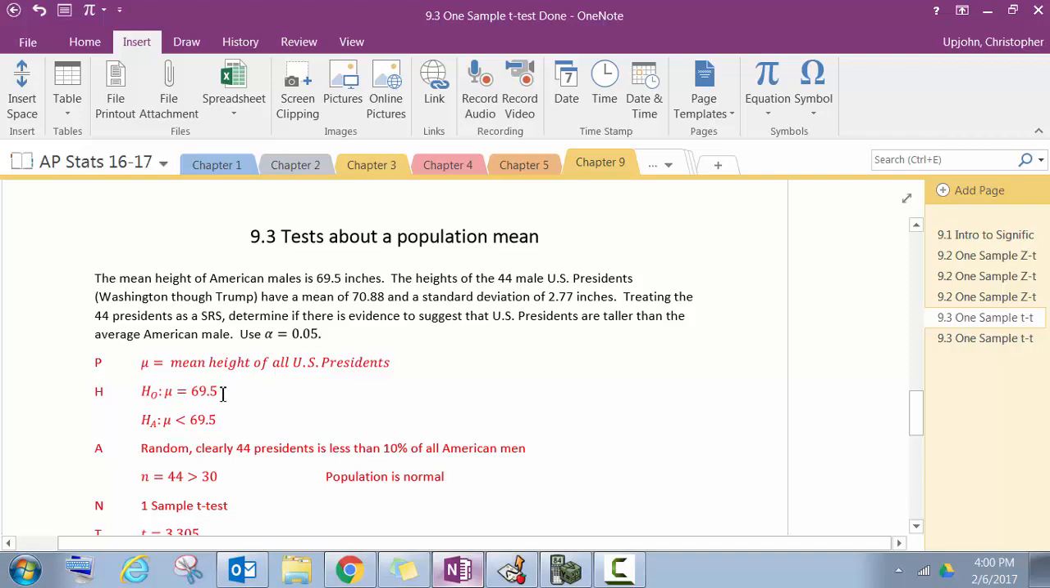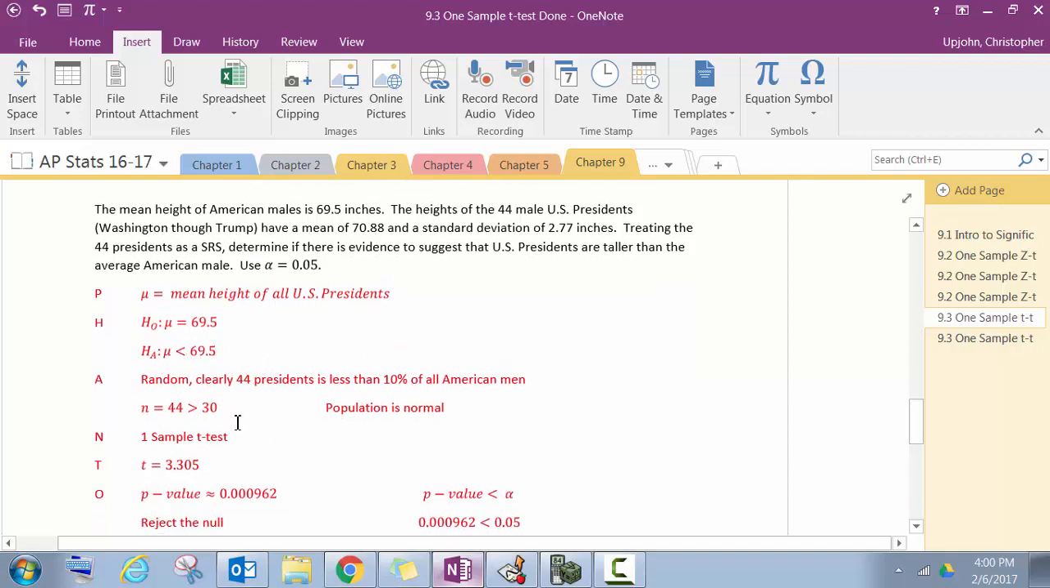Our null is that mu is 69.5 as advertised. Our alternate is that mu should be greater than 69.5 because we're trying to see if they're taller. Assumptions, random. It says it's a SRS. They kind of cheated, but they told us that. Clearly 44 presidents is less than 10% of all American men. And n equals 44, which is greater than 30, so the population is normal. It is a one-sample t-test.